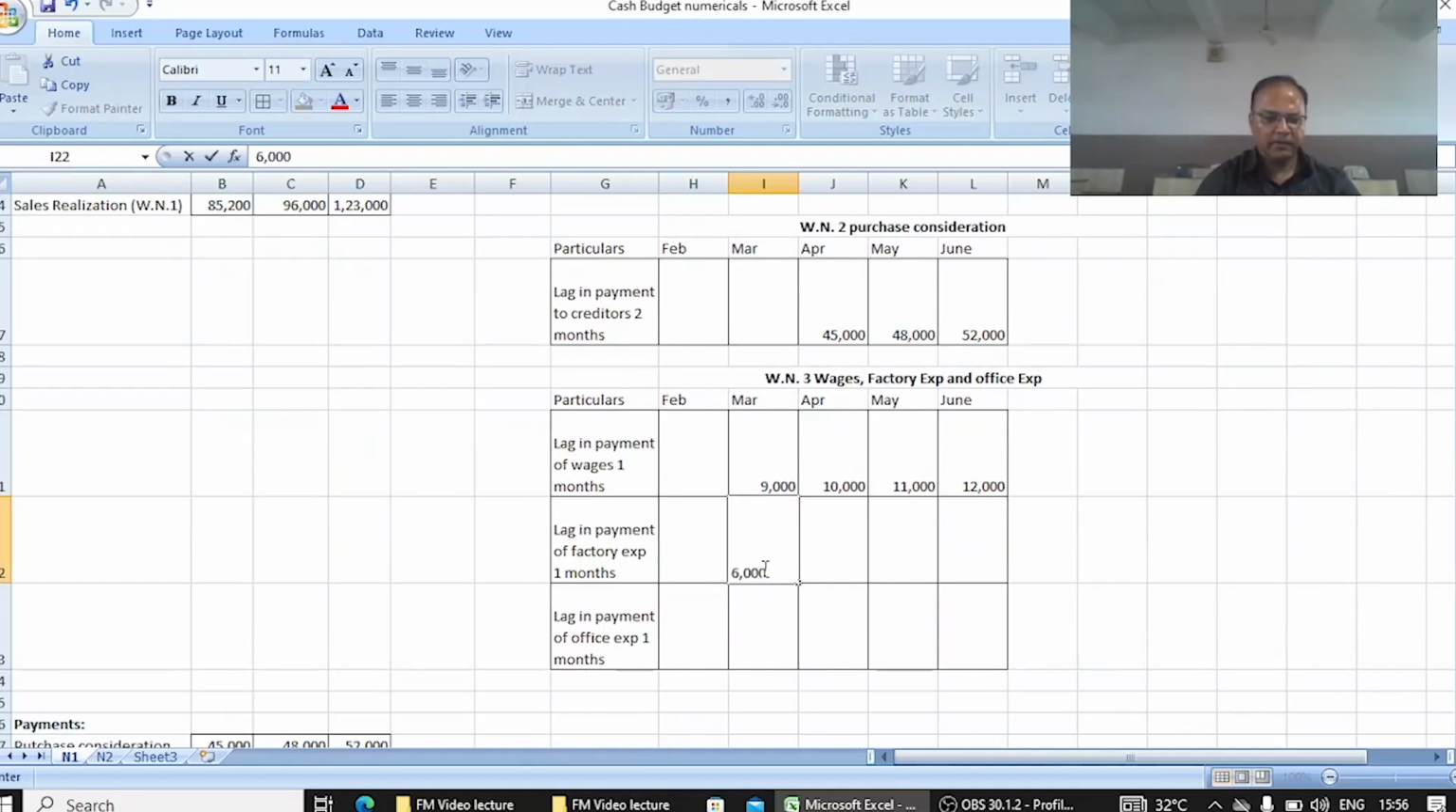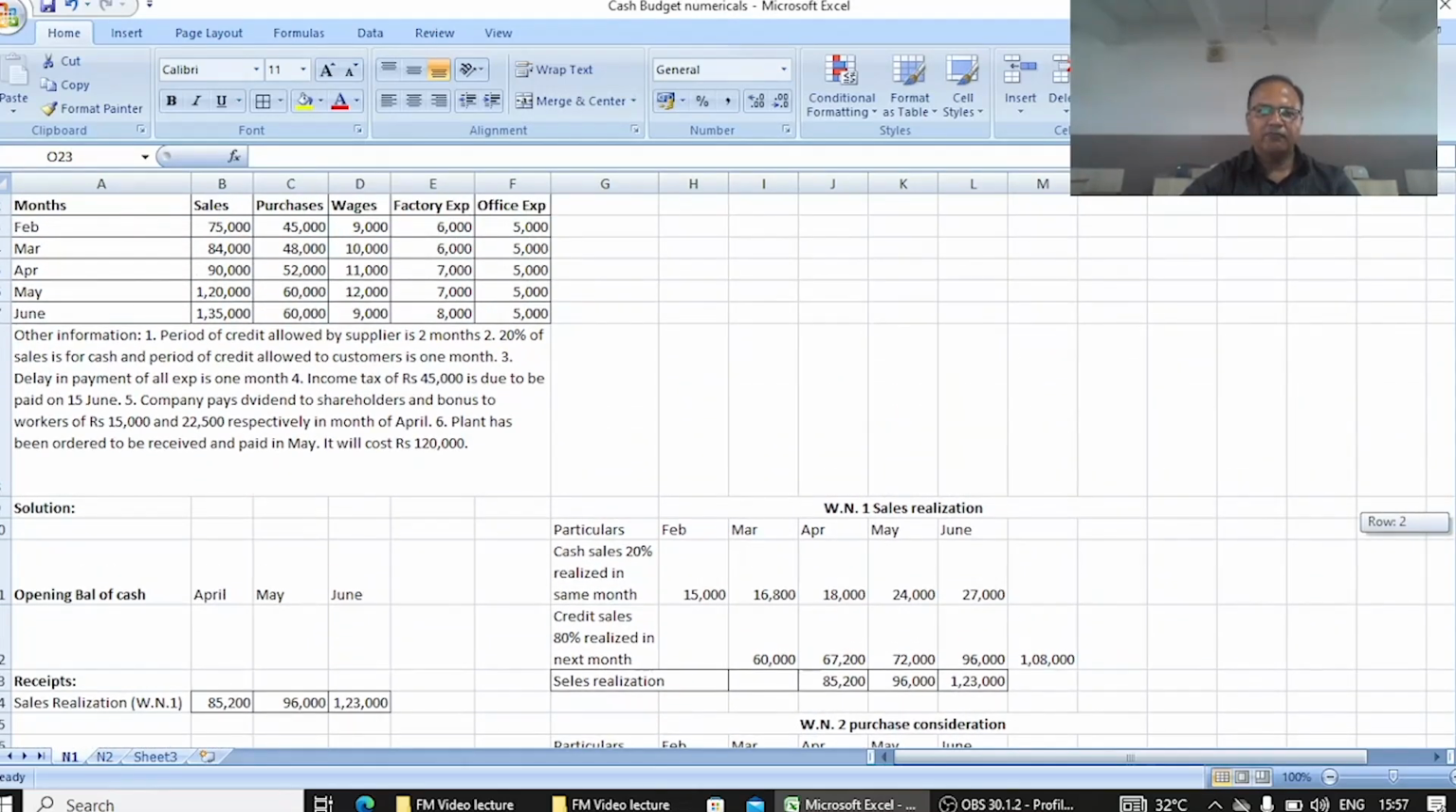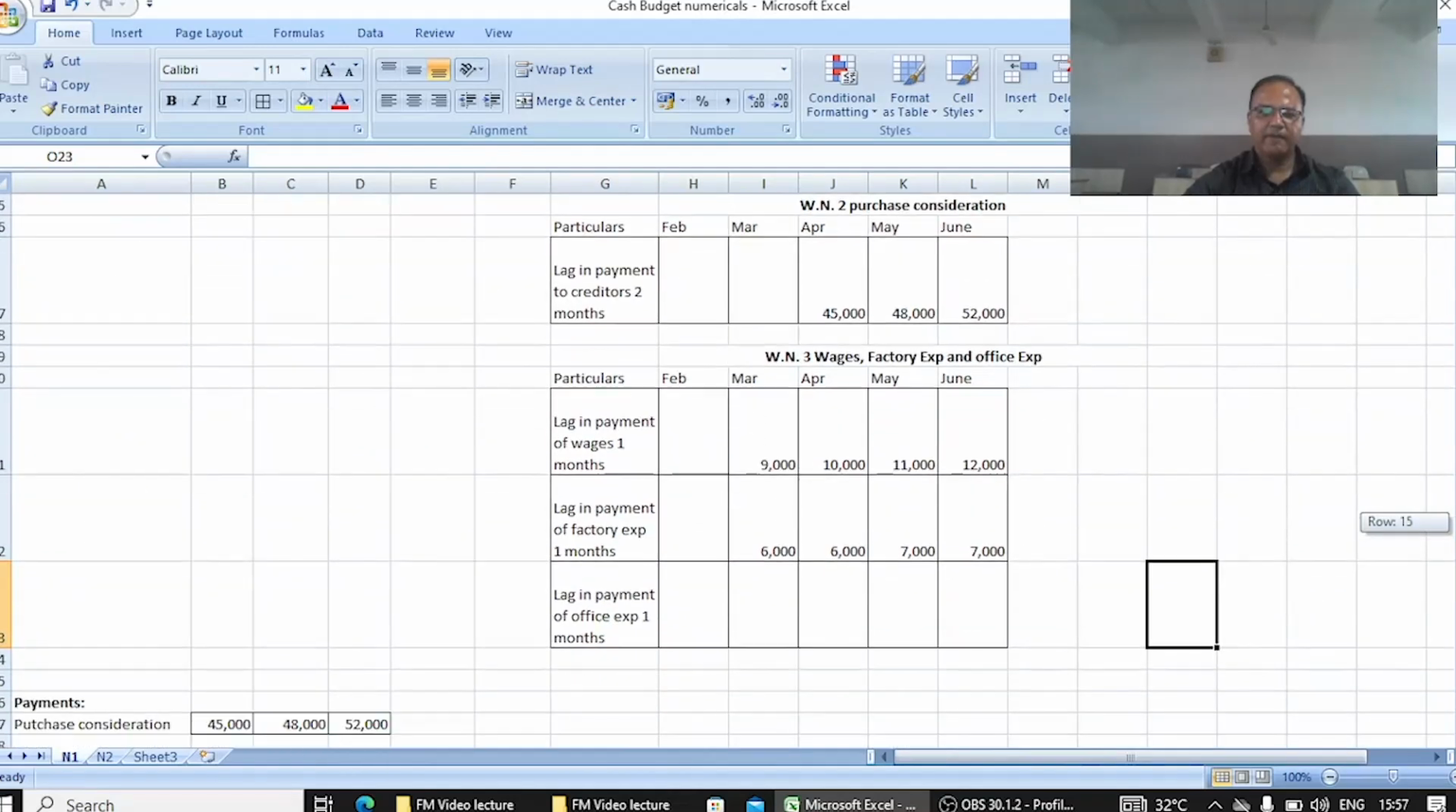Factory expenses: 6, 6, 7, 7. Office expense: 5, 5, 5, 5.